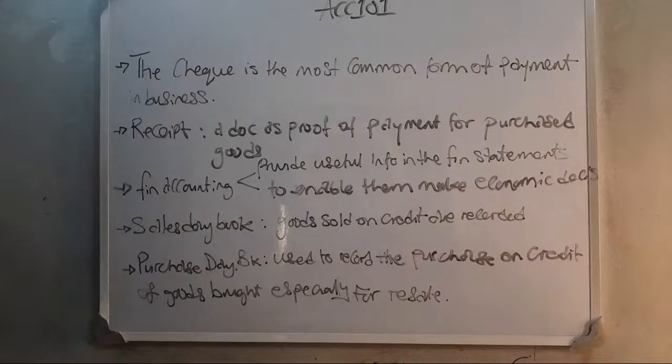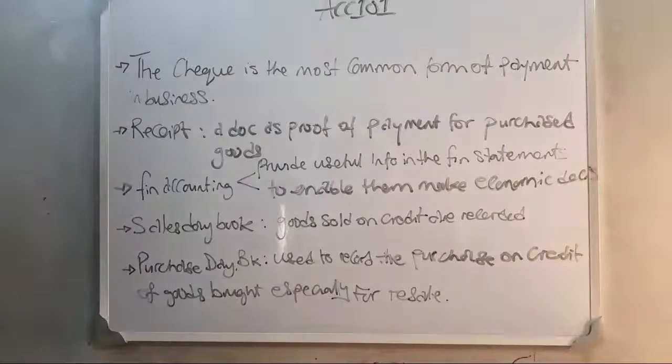And we have here sales day book is the book whereby goods sold on credit are recorded. Are we together? And we have the purchase day book, which is the book whereby you record purchase on credit, especially goods bought for the purpose of resale. So we have that as that. So permit me to erase the board so we can take more questions.